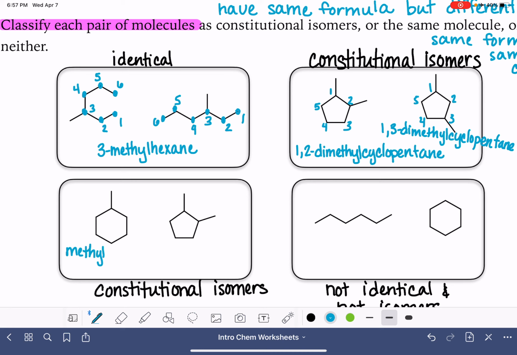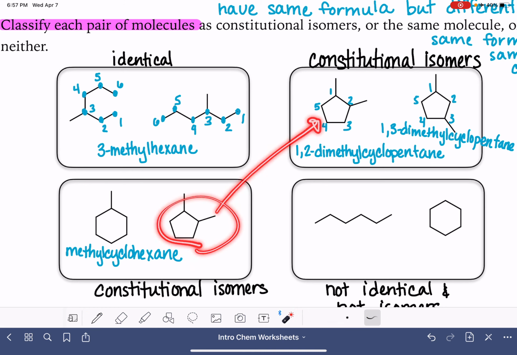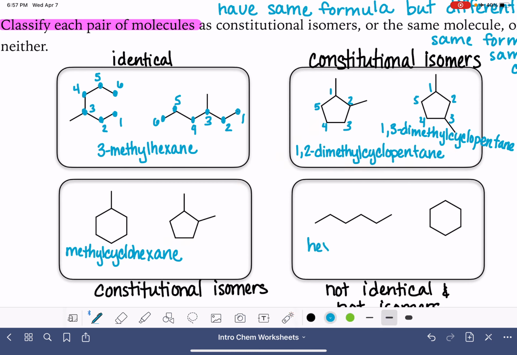This is methylcyclohexane, and this molecule is right here. I've already named it, 1,2-dimethylcyclopentane. Next, we have just a plain old alkane, hexane, and also cyclohexane with no branches.